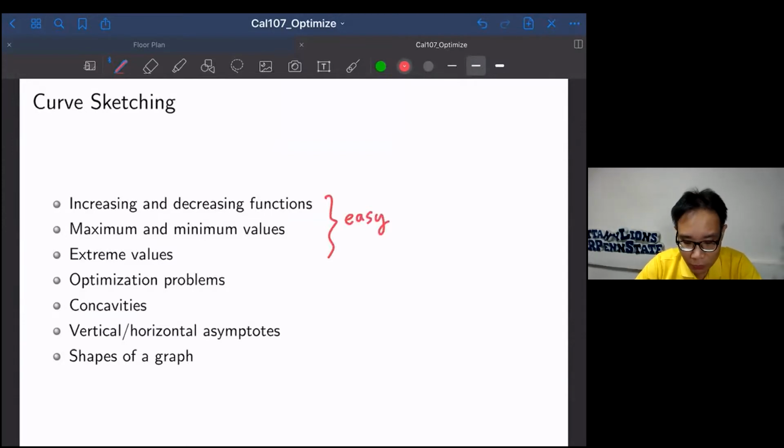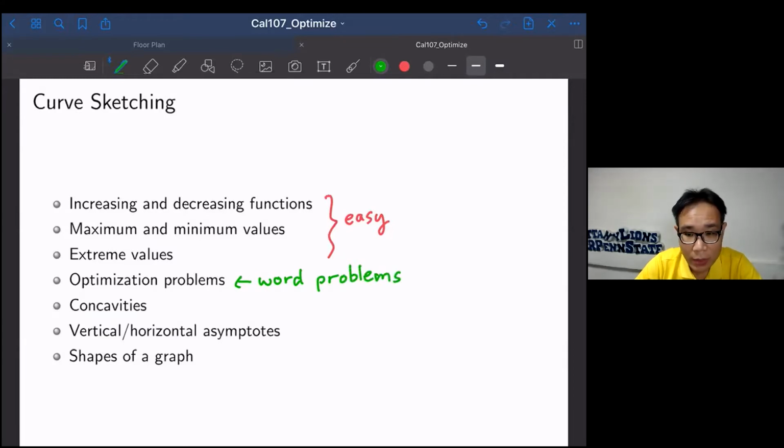The next one will be about the optimization problem. The optimization problem turned out to be a word problem where we're going to apply what we study on increasing, decreasing, minimum, maximum, and the extreme value to word problems. So this one will be the word problems.